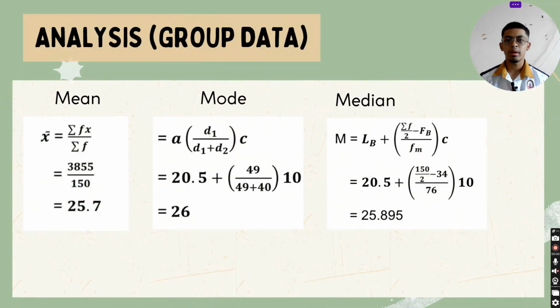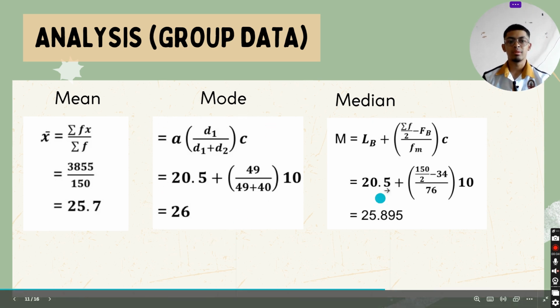My name is Muhammad Afiq and for my team, I will be explaining the analysis for the grouped data. As we can see, here is the formula for the calculation using the conventional method. For the mean, the formula is the sum of fx divided by the sum of f. When we substitute the values, we get the answer 25.7. Same for the mode, here is the formula. We just need to substitute the values and we get the answer for the mode is 26.